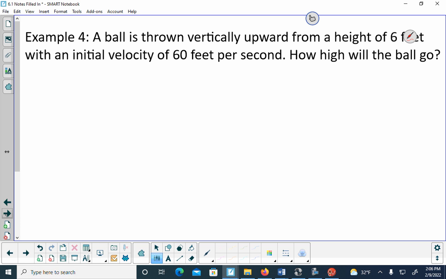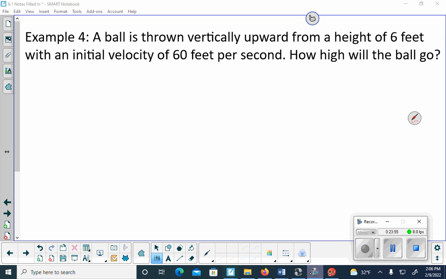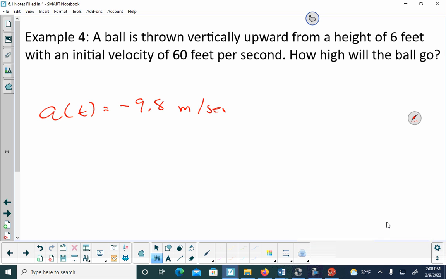I don't know if you remember this. A ball is thrown vertically upward from a height of 6 feet with an initial velocity of 60 feet per second. How high will the ball go? Do I not give you the acceleration? I should give you the acceleration. The acceleration is negative 9.8 meters per second squared.